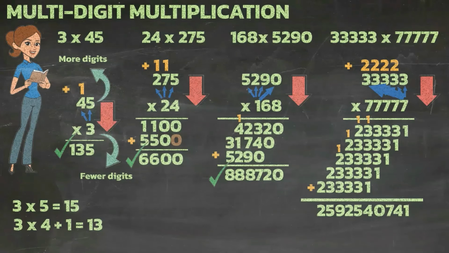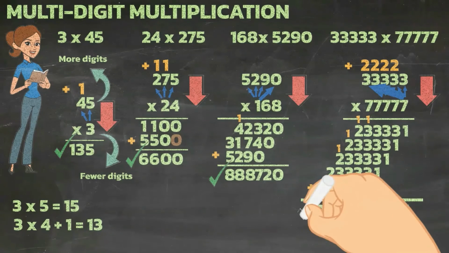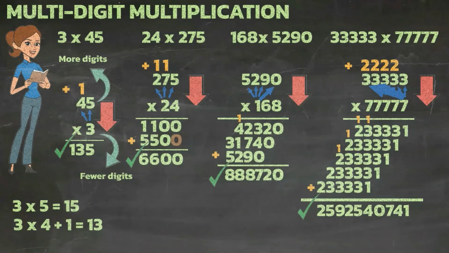33,333 times 77,777 is therefore equal to 2,592,540,741.